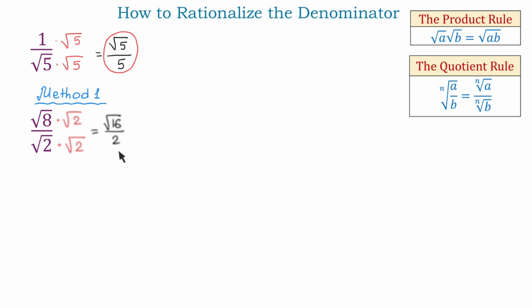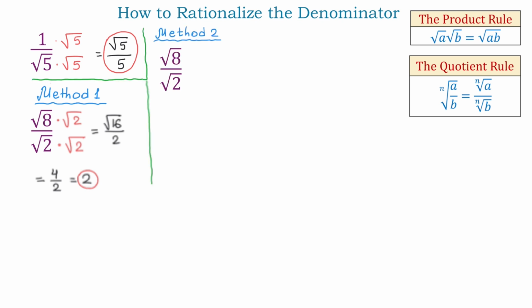So we eliminated the radical from the denominator, but we still have to simplify this expression. Square root of 16 is 4, and 4 divided by 2 is 2. So this was the first method, and now let's see the second method.